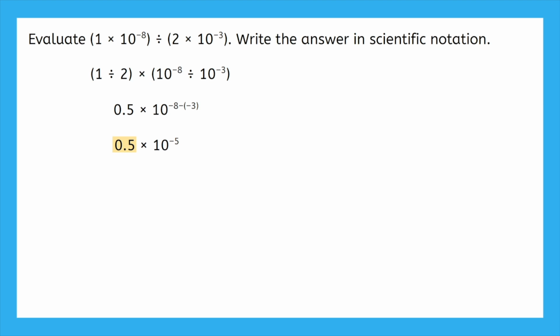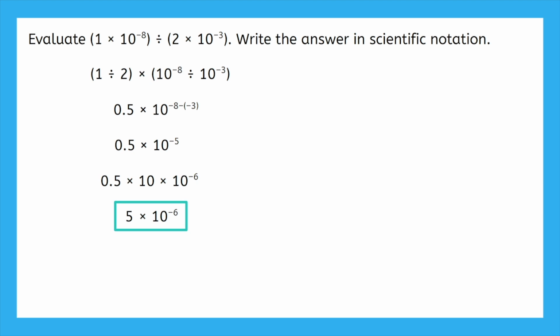We'll move a 10 to the coefficient. To take a 10 away from 10 to the negative 5th, though, we subtract 1 from negative 5, giving us 10 to the negative 6th. For the coefficient, 0.5 times 10 is 5, and that makes 5 times 10 to the negative 6th.